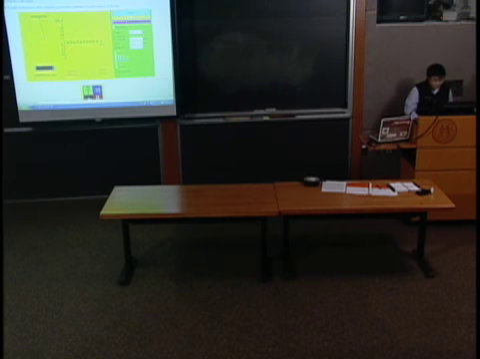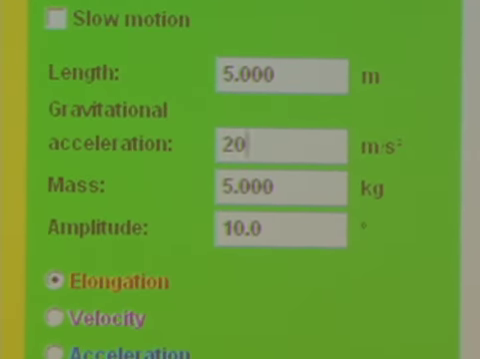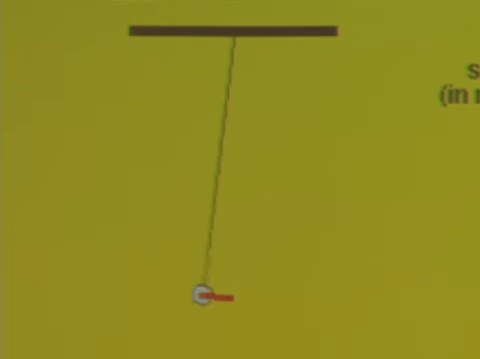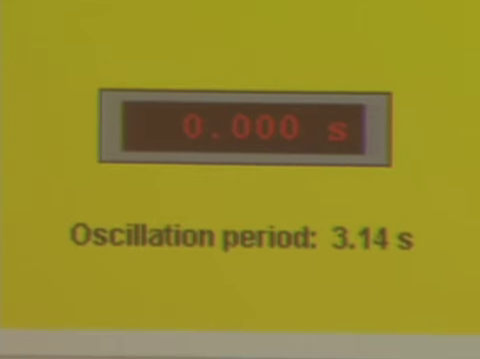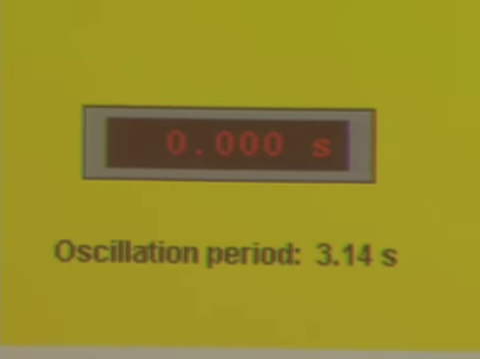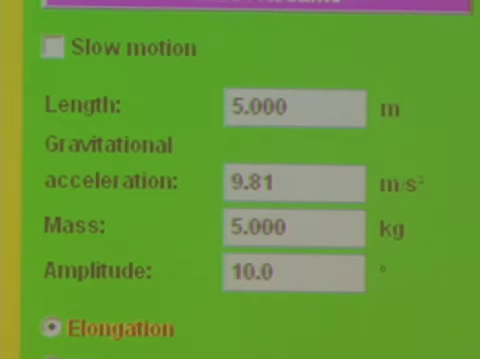Okay, so just like before, we'll pick a number that's higher than the default. So let's pick 20 meters per second squared. Now if we start that, we see that the pendulum now swings relatively quickly. So according to the demo, the oscillation period is now 3.14 seconds. Okay, let me pause this and then return this back to the default. Now we saw that the oscillation period depends inversely on the gravitational acceleration. So as the gravitational field increases, the oscillation period will decrease.